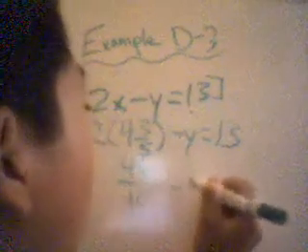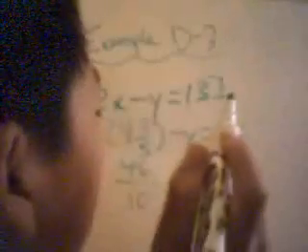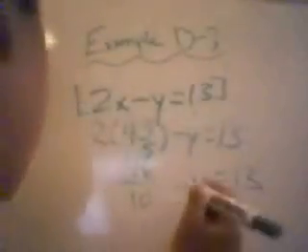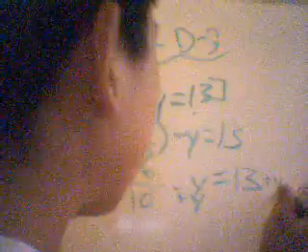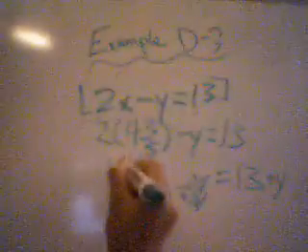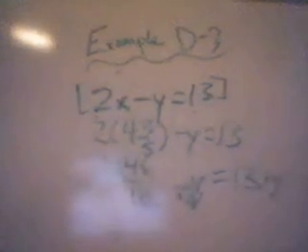minus y equals 13. Now, the next thing to do is to add y, which would take it to this. Then you multiply by 10. Then you would get an answer of the next equation of 46 equals 130 plus 10y.